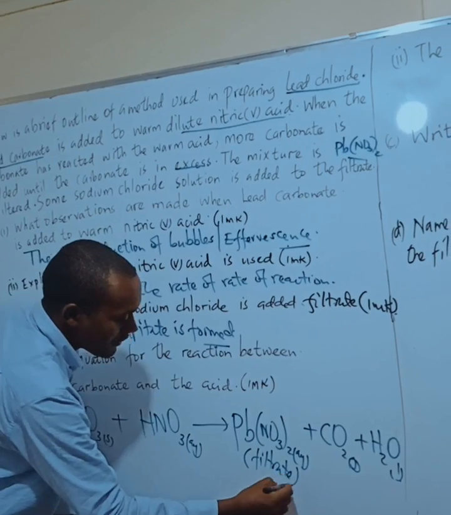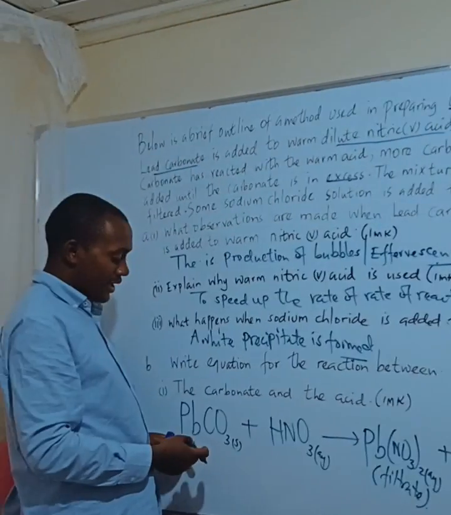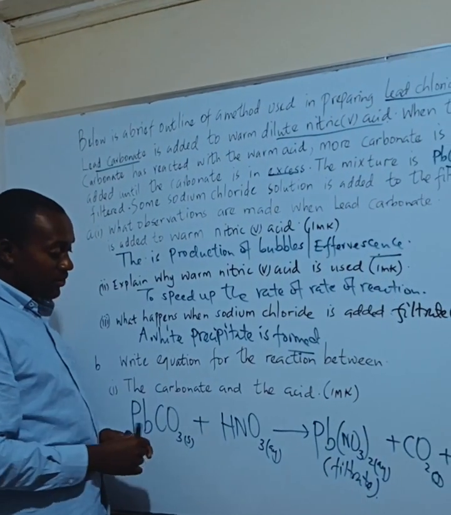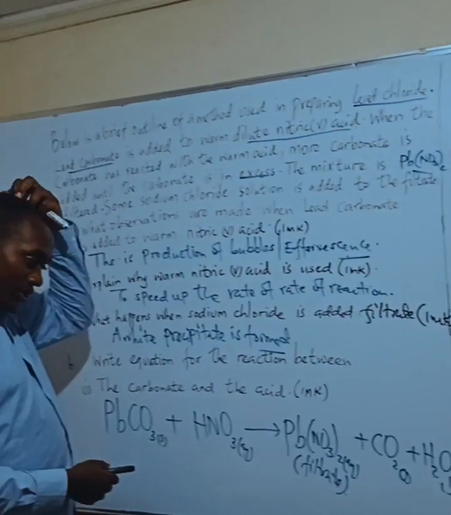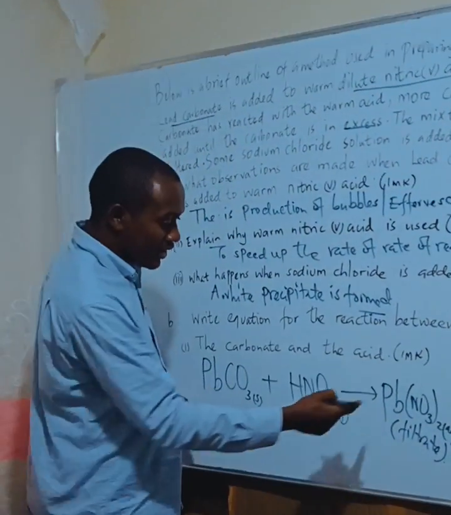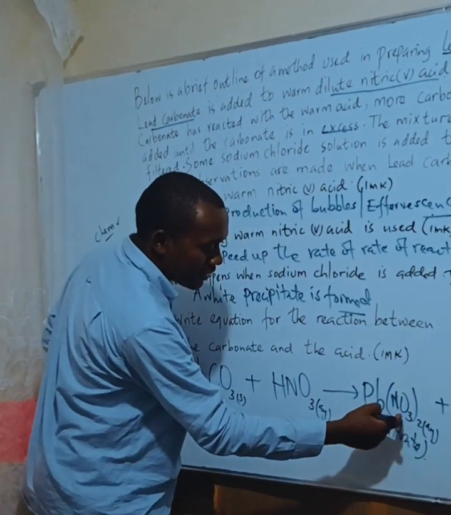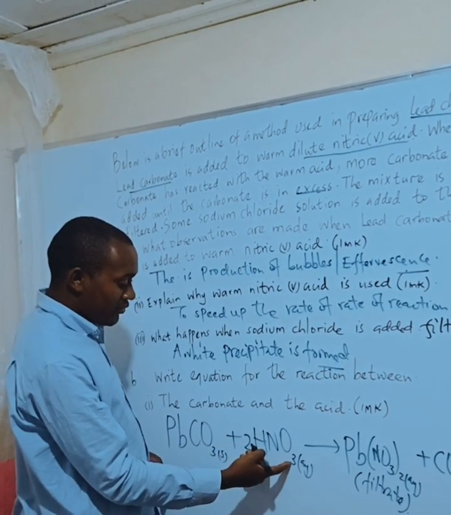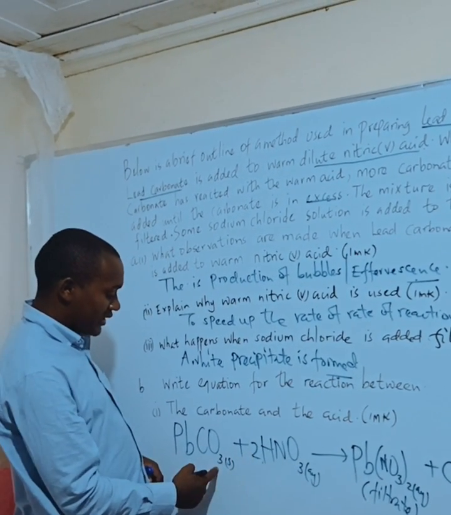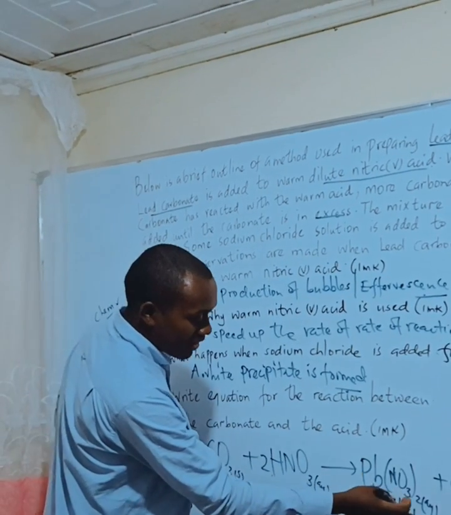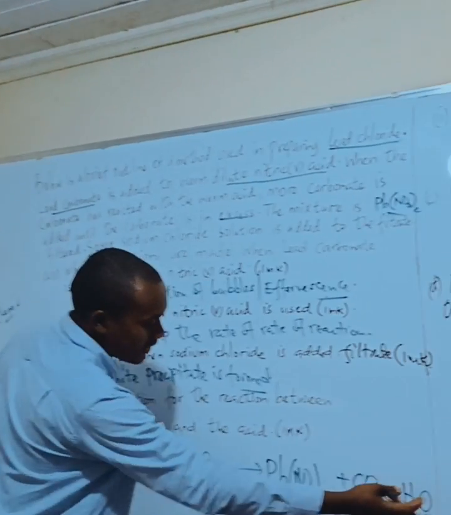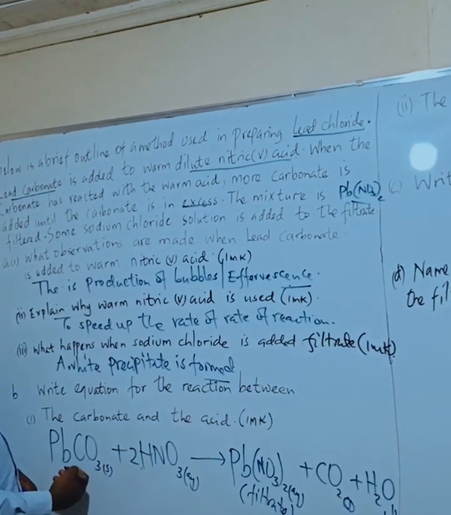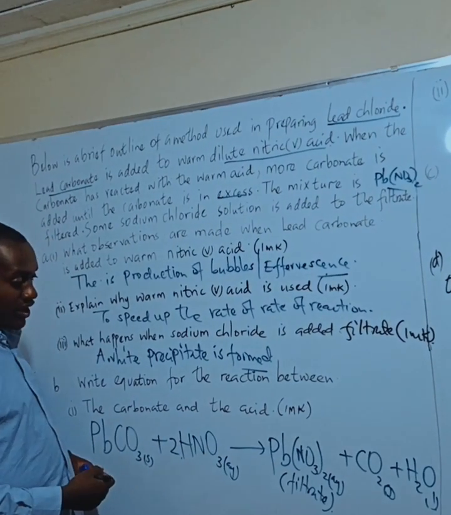So this is our filtrate that we get when we filter after adding excess lead carbonate to dilute nitric acid. Balancing the equation, nitrogen is 2 here, so we put a 2 here to balance the nitrogen. Oxygen will be 6 plus 3 is 9. Oxygen now becomes 6, 7, 8, 9. Hydrogen is 2, here is 2. Lead is 1, lead is 1. So the equation is balanced.